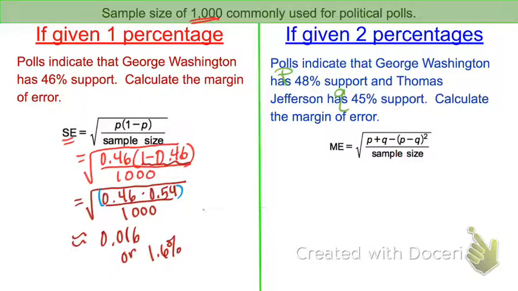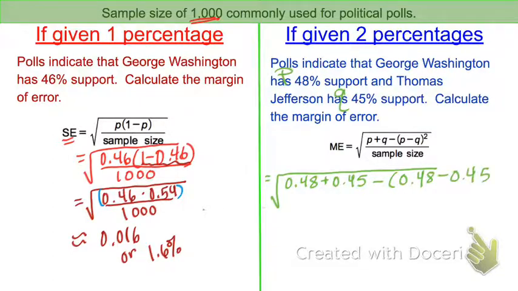So I will have big square root symbol. P is 48% or 0.48. Q is 45%, minus the difference between P and Q, squared. All of that divided by your sample size.